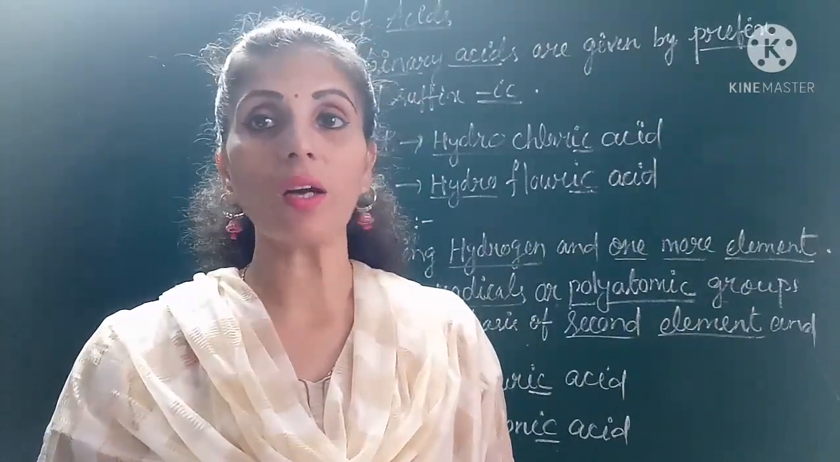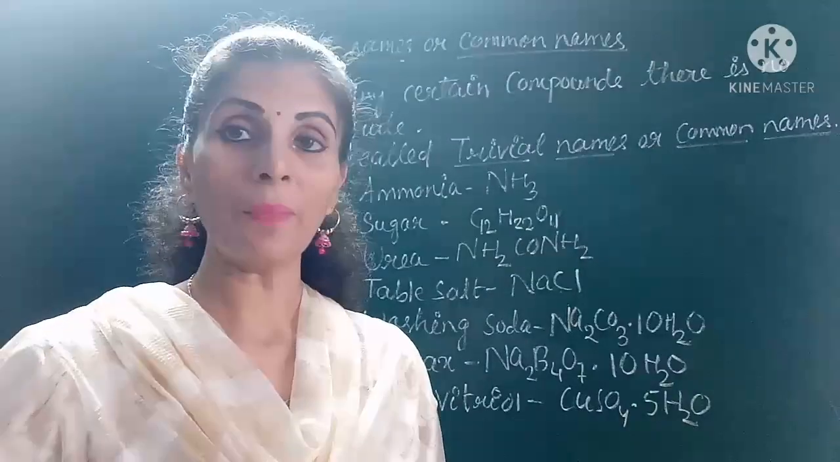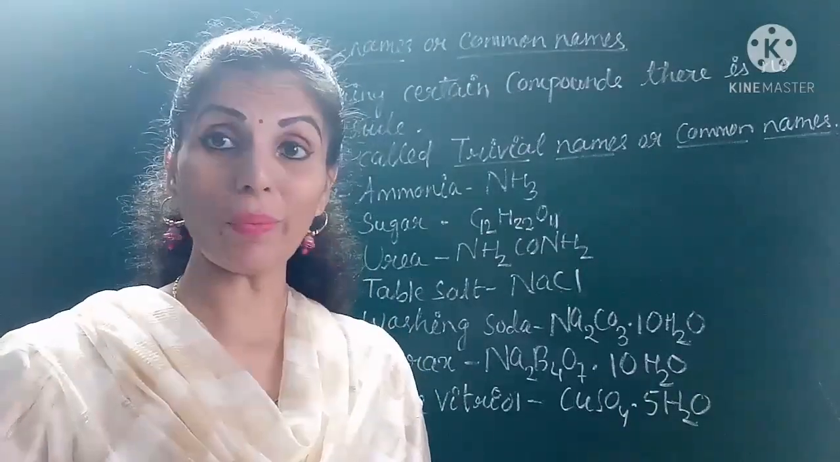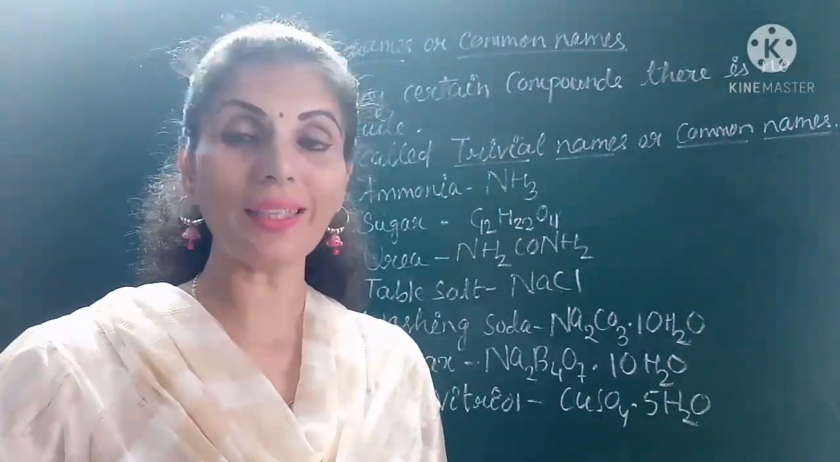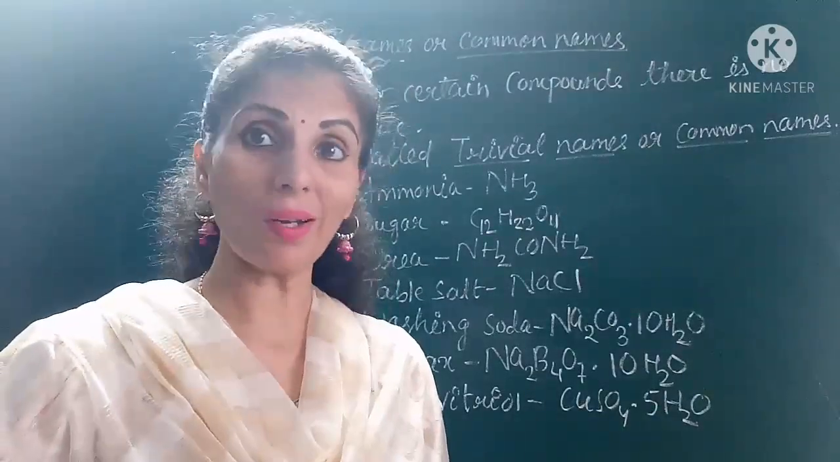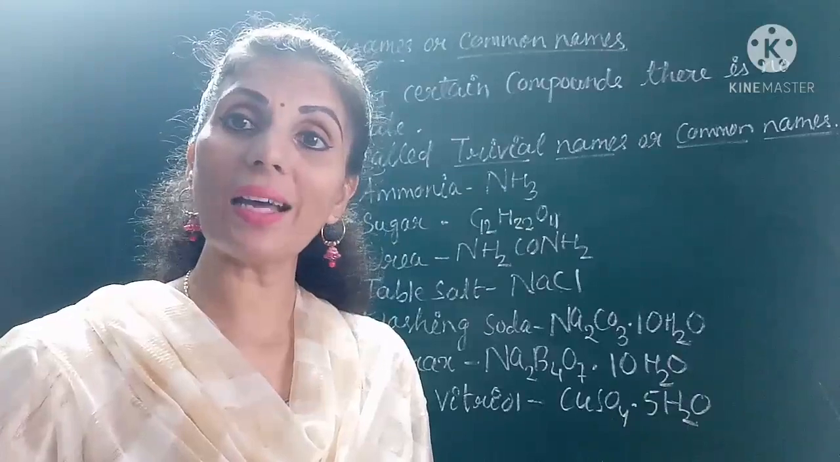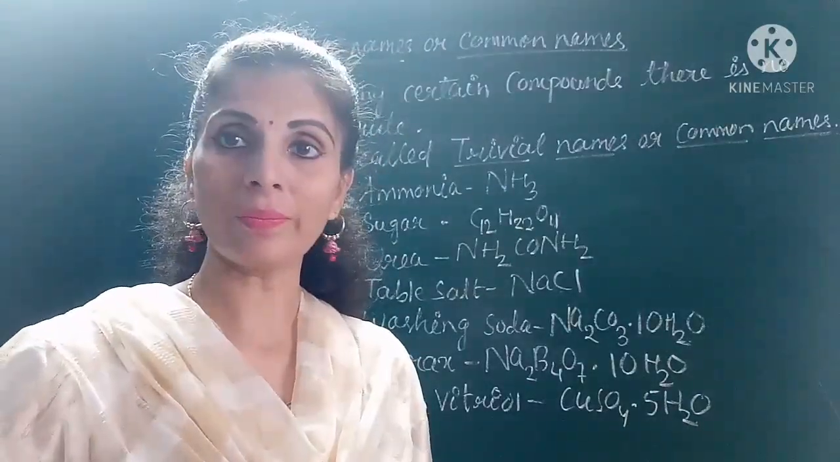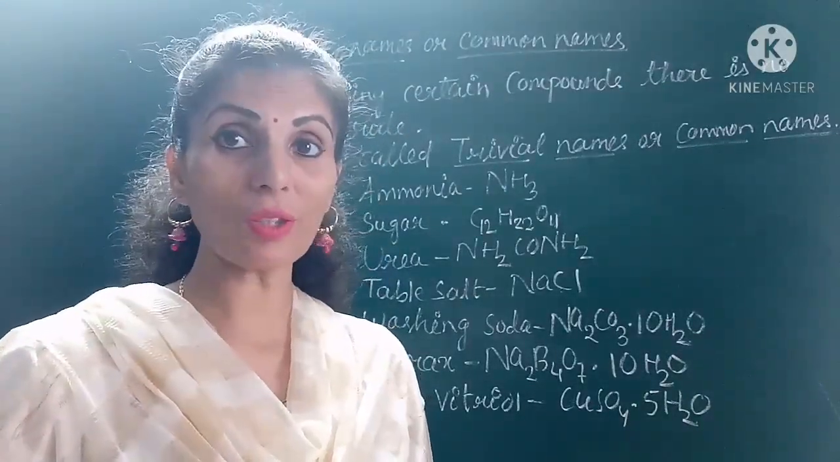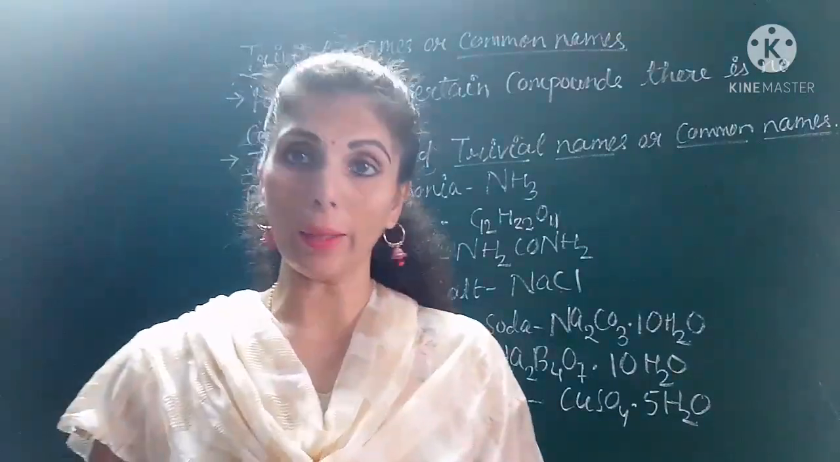Now see other common names. Now children, let's see those compounds that do not follow any systematic rule for their naming. These namings are called trivial names or common names. So let's see the compounds. For example, ammonia.